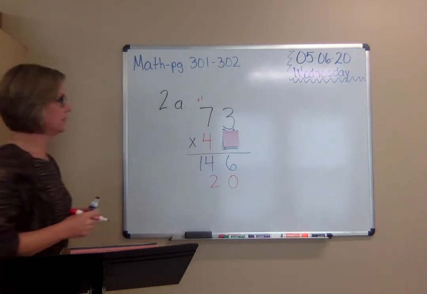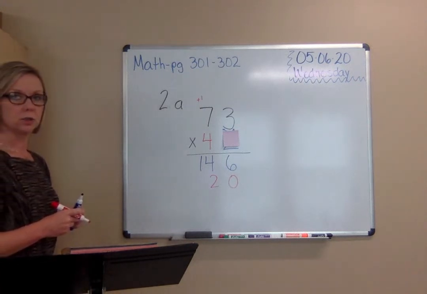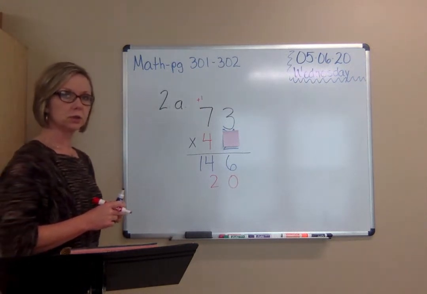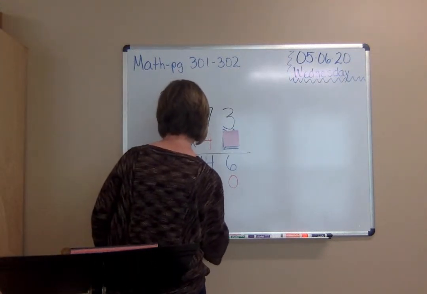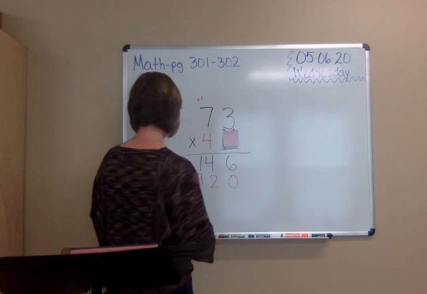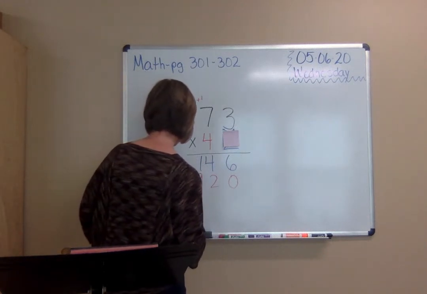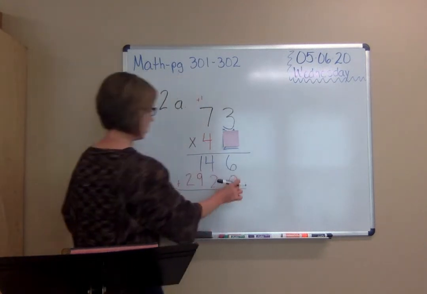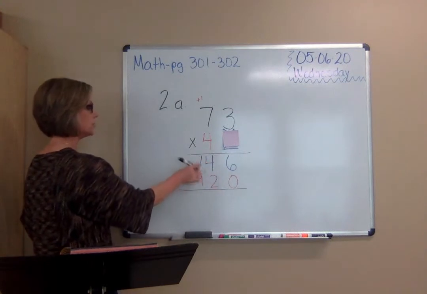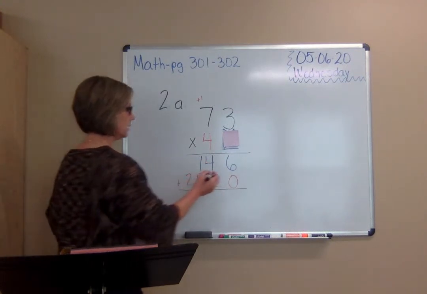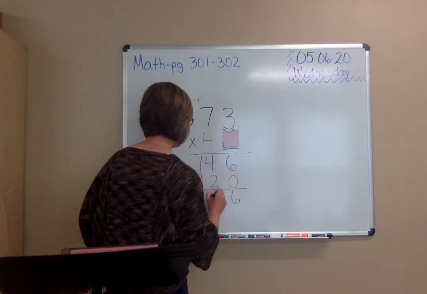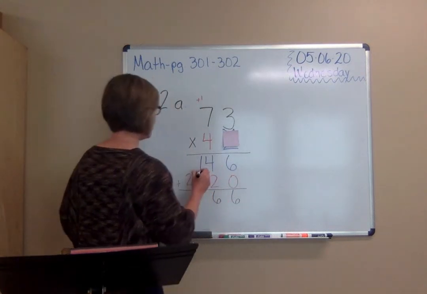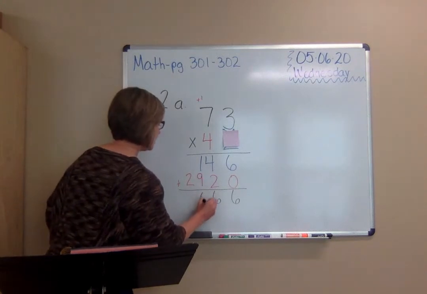4 times 7 equals 28. 28 plus 1 equals 29. Just making sure that you have your numbers in their correct columns. Ones, tens, hundreds, thousands. 6 plus 0 equals 6. 4 plus 2 equals 6. 1 plus 9 equals 10.